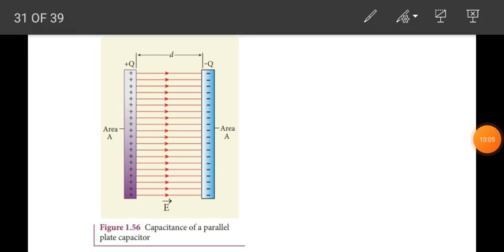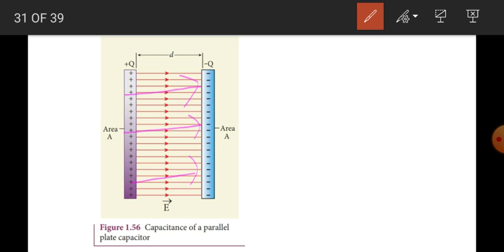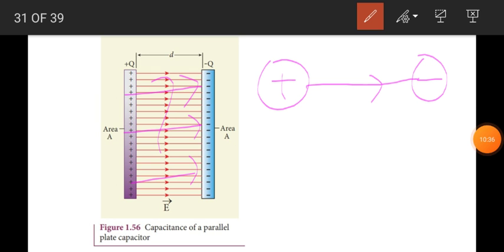Okay, this is a charged capacitor. We know that there exists an electric field between the plates. So the electric field always starts from positive charge and ends into negative charge, right? So there is an electric field between the parallel plates. Now how can we change this electric field? Is there any method to reduce this electric field or increase this electric field? Let's find out.